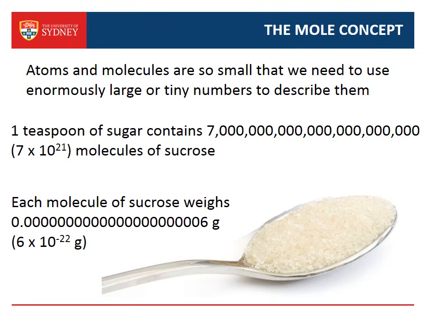And the mass of each of these molecules is just 0.6 sextillionths of a gram, or 6 by 10 to the minus 22 grams. These numbers are so large and so small that they are very inconvenient for chemists, and this is where the mole comes in.